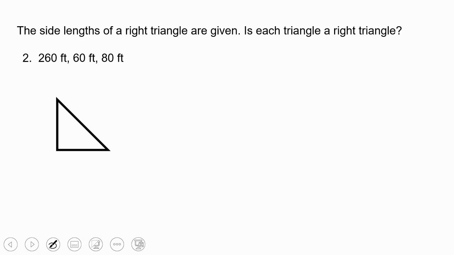And again, I am going to label out my A, B, and C. So remember we talked about small, medium, and large. We're going to label this as our A, this as our B, and this as our C. So let's write down our formula. A squared plus B squared equals C squared. And we're going to plug in our numbers. 60 squared plus 80 squared equals 260 squared.